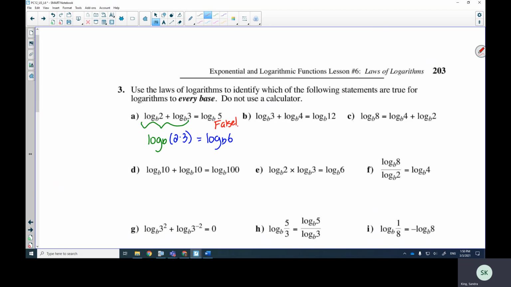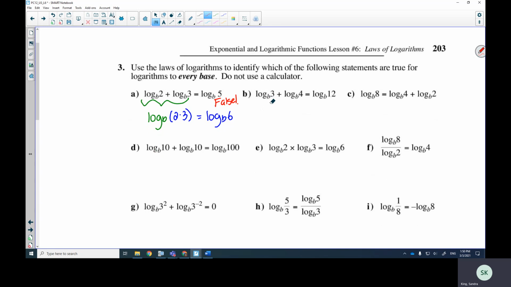If a student did that work, what do you think they did? What was the mistake that they made? They added the arguments. Yeah, they're like, oh, these 2 logs are being added, so what's the law? Do I add the arguments? So that's what this student did. Okay, let's do B.